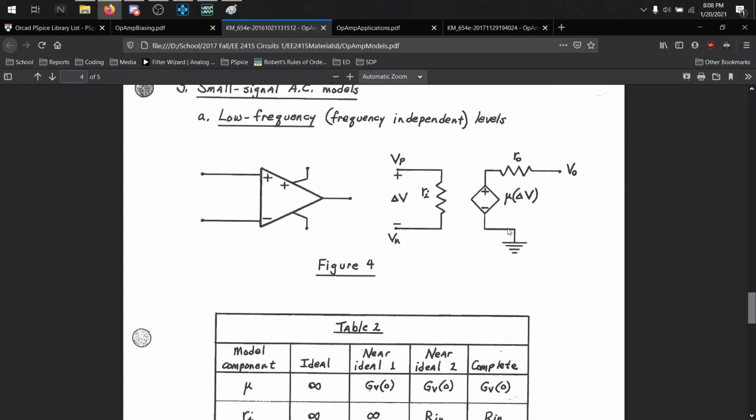Why does it show that model as those two circuits separated? This is a voltage controlled voltage source. Right.